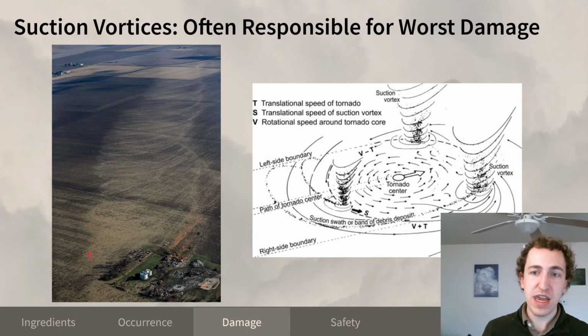So you can see the main tornado path follows this damage swath. But within this, you see these little swirls where there's extra damage in this crop, in this particular field. And that's where your suction vortices are creating particularly strong damage in the swirling pattern within the main tornado path.